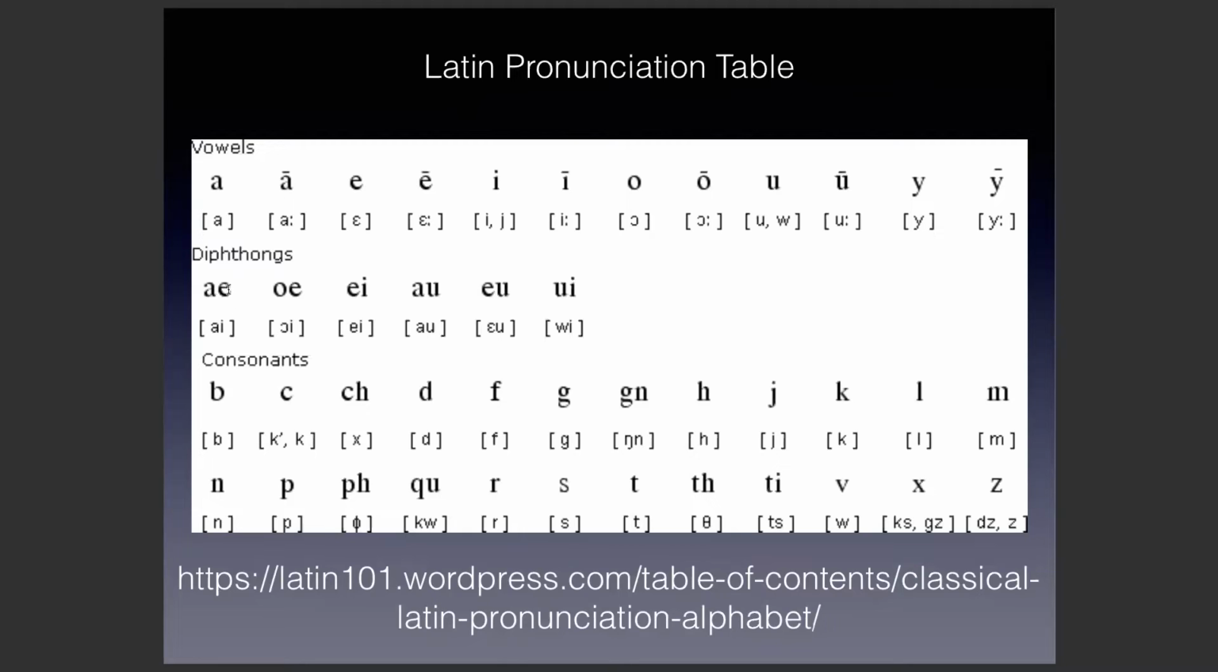So ae is when A and E are beside each other. Oe is when O and E. Ei is when E and I are beside each other. Au is when A and U beside each other. Eu is when E and U. And the only kind of strange one is ui. Ui is whenever there's a U and an I beside each other.